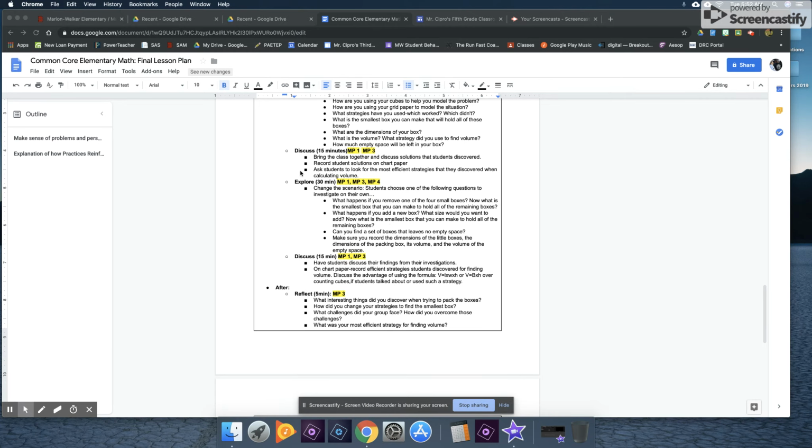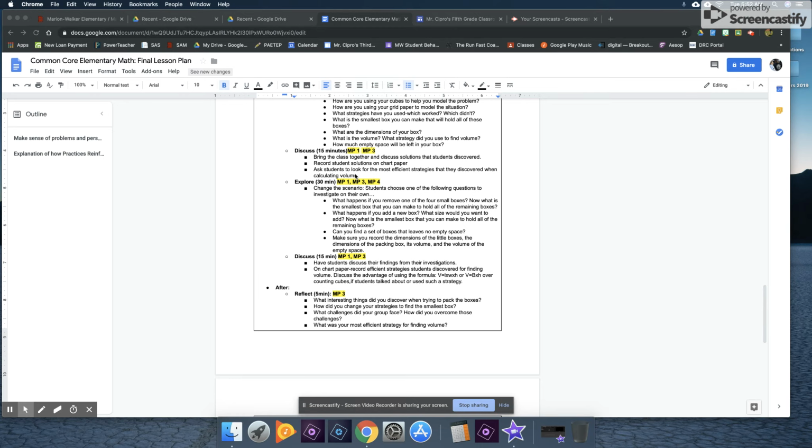After that 30 minutes, we're going to go into discuss time, and we'll bring them back together. They're going to present their mathematical arguments. Hopefully that leads to discussion of others critiquing and asking questions about the reasoning. And while they're doing that, I'm going to be recording different solutions on chart paper and asking students to look for the most efficient strategies, to see if we can point any of that out when calculating volume.